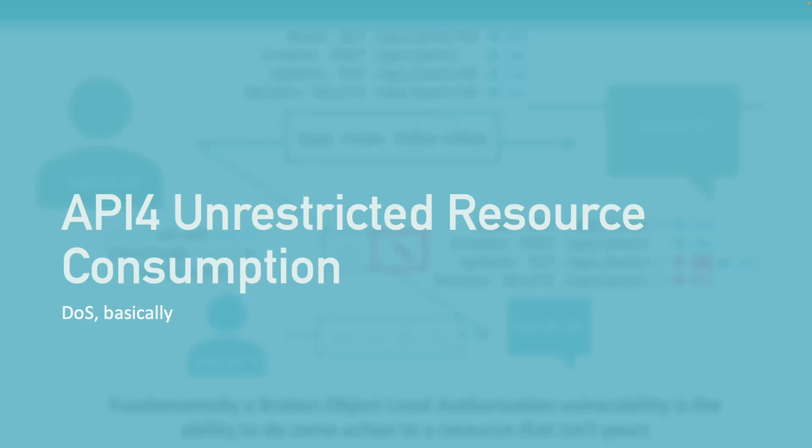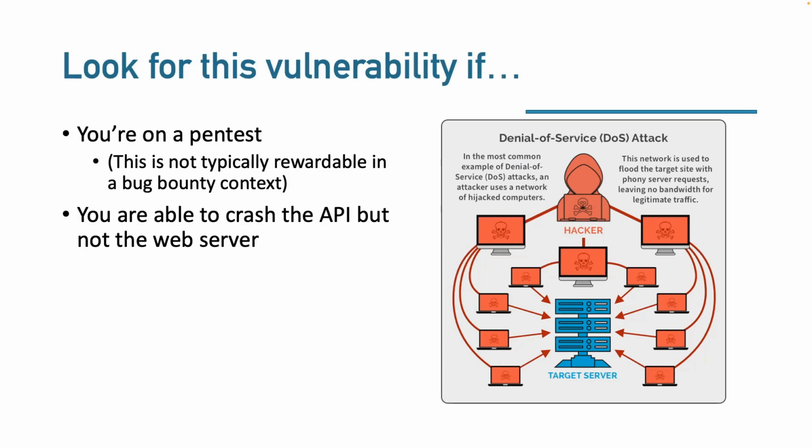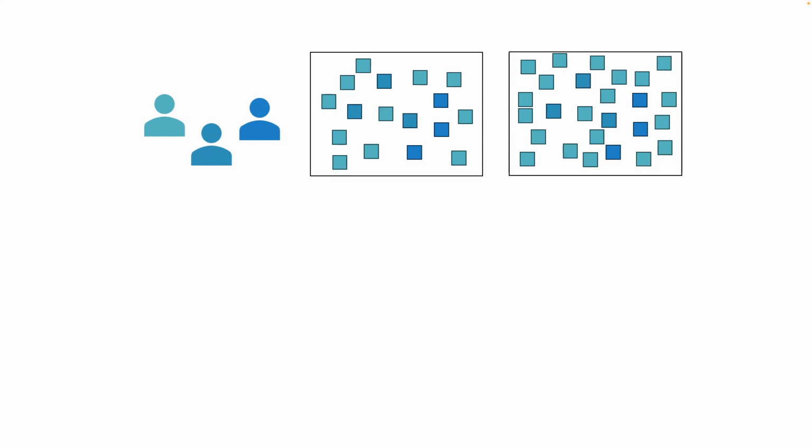API 4, unrestricted resource consumption. It's essentially DoS. You only really want to be looking for this vulnerability if you're on a pen test, because it's not typically rewardable in a bug bounty context unless you're able to crash the API, like the code running the API itself, not just the web server. But what is it? Imagine you've got a website and you've got a bunch of legitimate requests. And as it grows, you get even more requests and even more people, and that's fine because it scales.